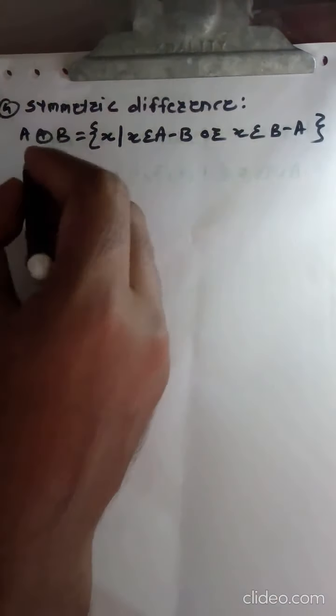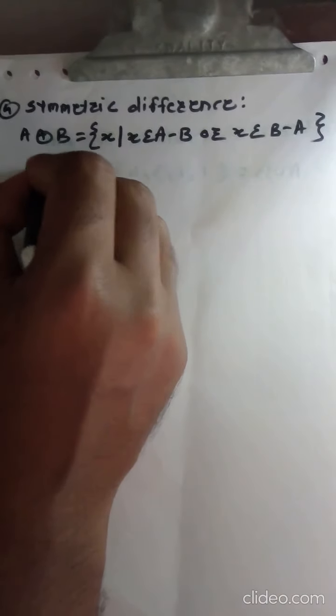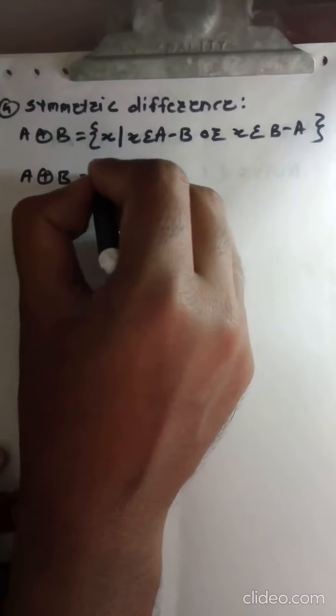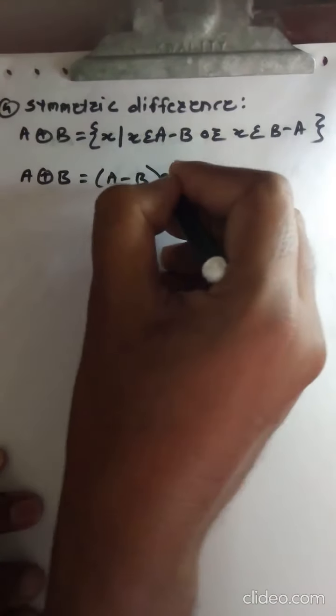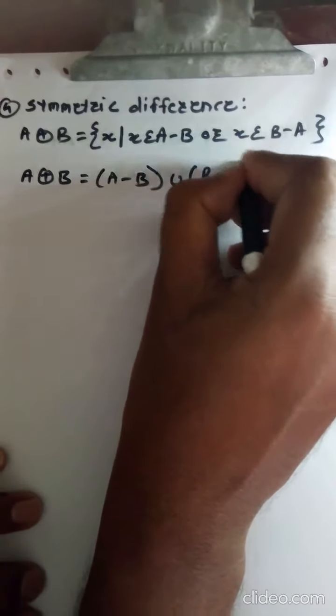It can also be written as A symmetric difference B is equal to A minus B union B minus A.